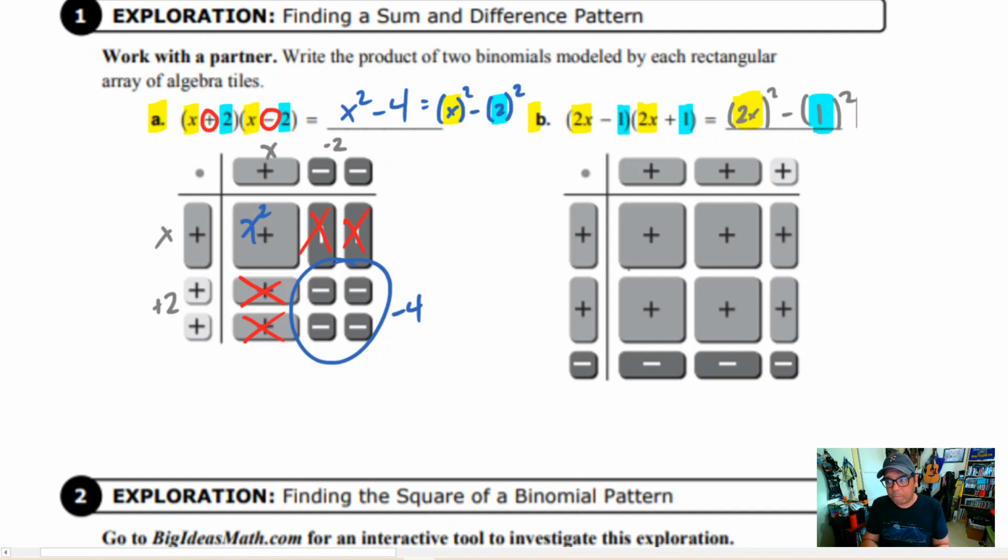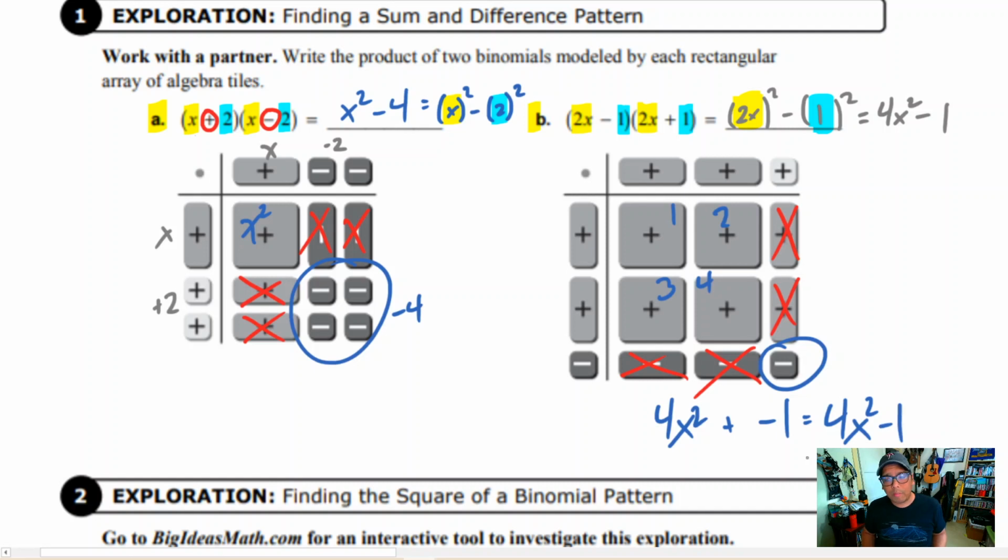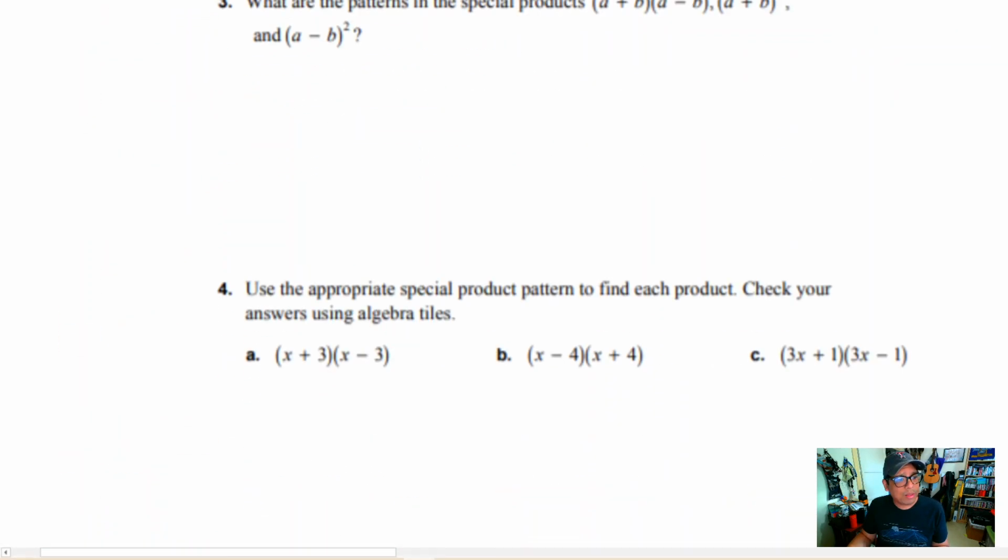So we're looking at 4x squared minus 1. Let's see if it works out with the algebra tiles. We have this x tile canceling out with that x tile. We've got that positive x and this positive x canceled out. Let's count here. We've got 1, 2, 3, that's 4x squared tiles. And we've got one -1 tile. And when you put that together, that's 4x squared minus 1. So again, this sum and difference pattern, one of my favorites. Love to use it. Let's move on and see this at play somewhere else.